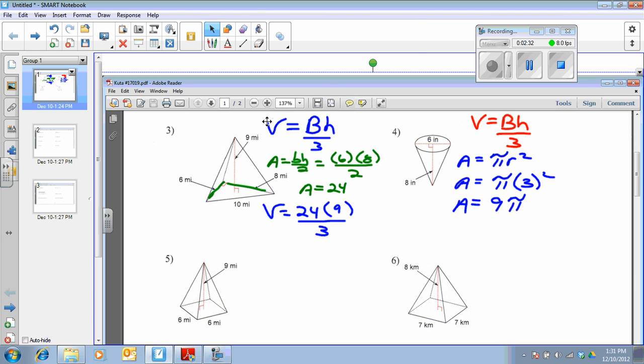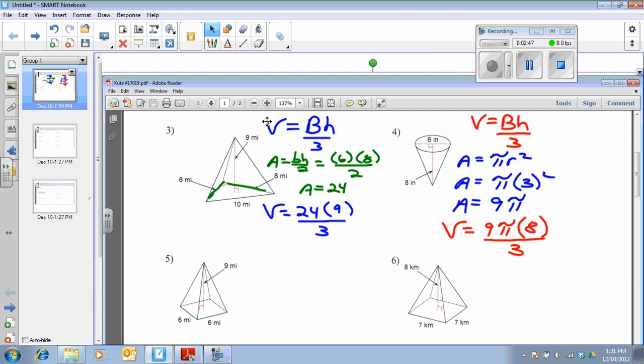I'm going to go ahead and plug that back into the volume formula. So the volume is going to be 9 pi, that was the area of my base, all of that times the height. My height is 8 inches. And don't forget to divide by 3. So it just becomes a calculator activity.